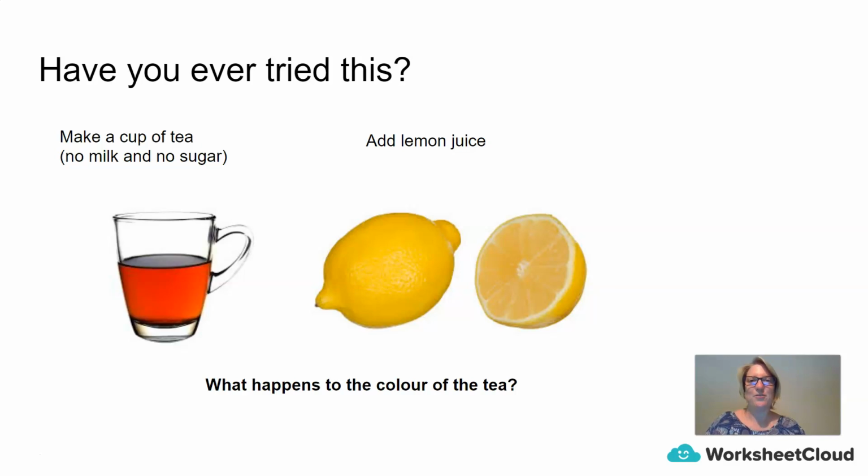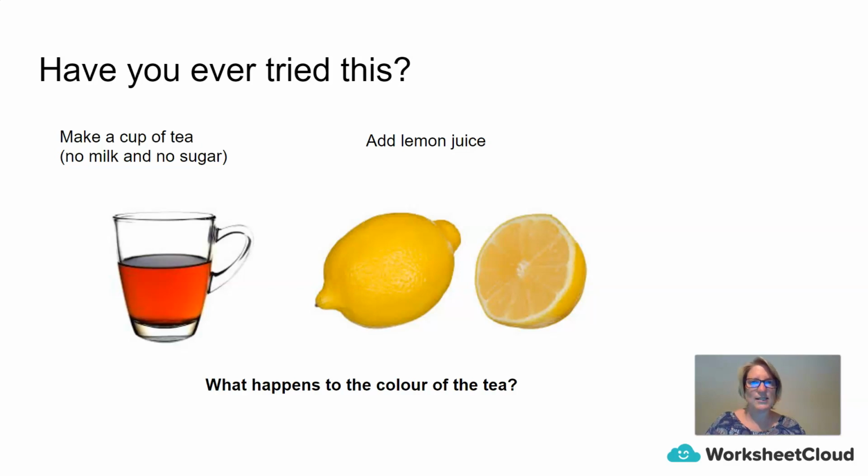I wonder if any of you have ever tried this at home. Well, if you haven't, I hope that you go and give it a try directly after this lesson. So, go and make yourself a cup of tea. No milk, no sugar. Just put the tea bag or the tea leaves into the cup and pour in the boiling water. Let the tea strain, then remove the tea bag, and you will have plain tea.